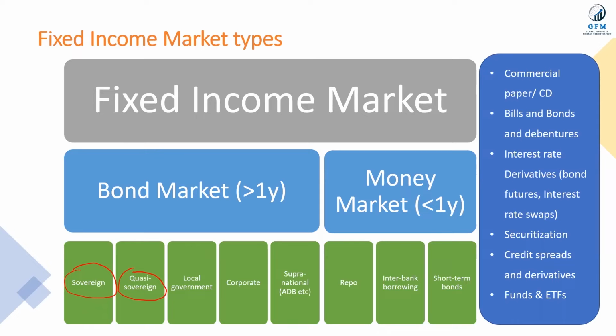Similarly, in India, for example, PSUs, which are almost like government, like REC, Rural Electrification Corporation, and Power Finance Corporation. These are PSUs, but they're almost like governments. So they issue bonds. They're called quasi-government bonds. Similarly, NABARD in India is the Agricultural Development Bank. NABARD also can issue some bonds, and they are quasi-sovereign.